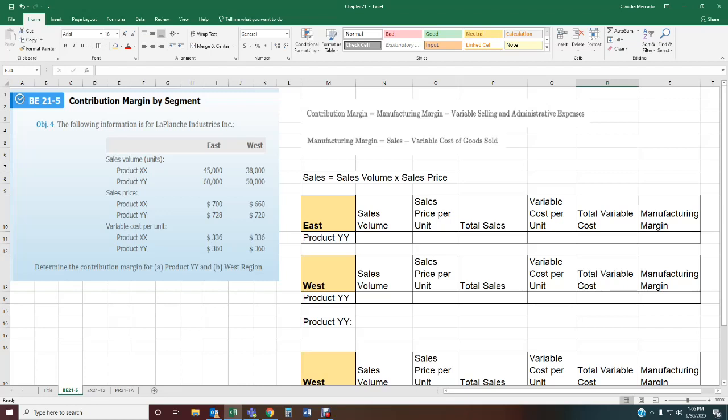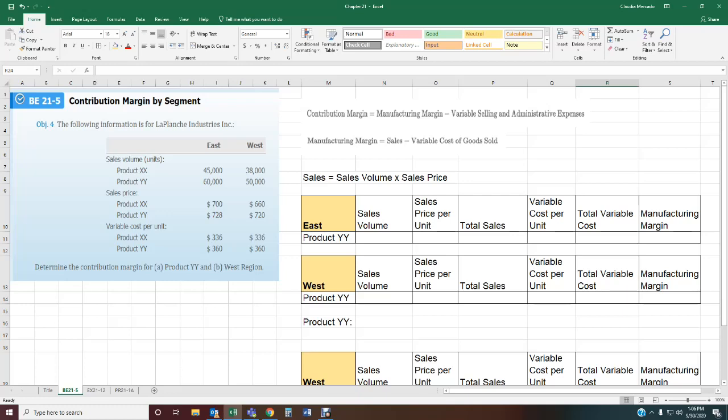The next question is, what is our manufacturing margin? Well, our manufacturing margin is our sales minus our variable cost of goods sold. That is what we're trying to calculate now for purposes of this problem. We're trying to calculate our manufacturing margin because our contribution margin equals our manufacturing margin minus our variable selling and admin expense, which we don't have any.